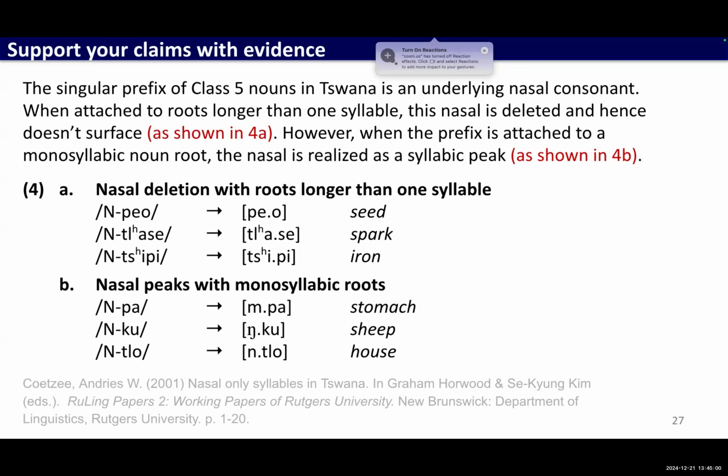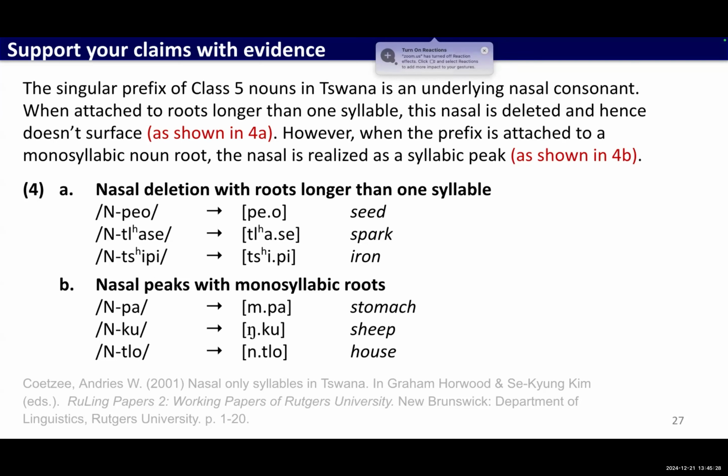So here is a third way of doing the same thing. So what's different here, right? I have now taken the examples and broken them up into two subparts because it's two claims. The one claim is when we attach nasal consonants to long roots, the nasal doesn't delete. And the other claim is when we attach it to short roots, the nasal does delete. So now the data is presented like that.